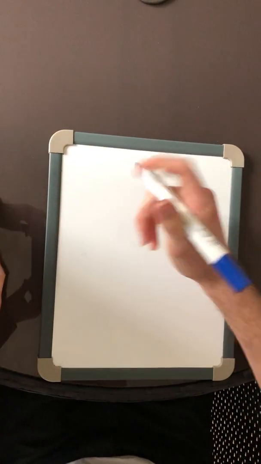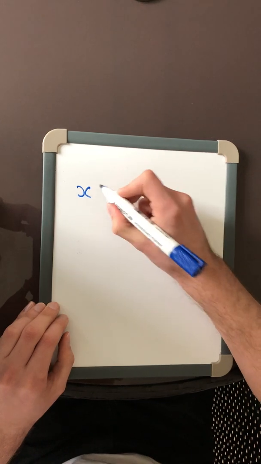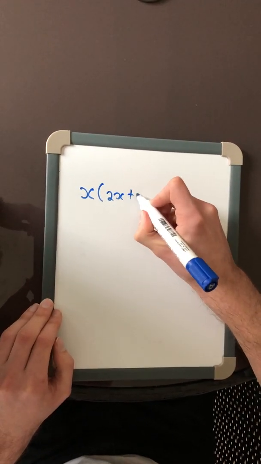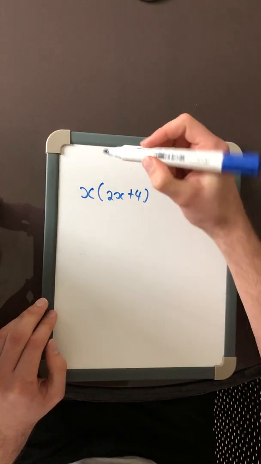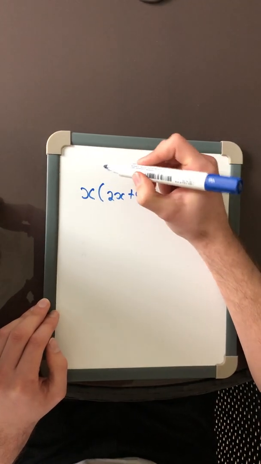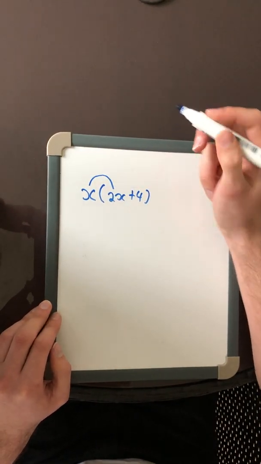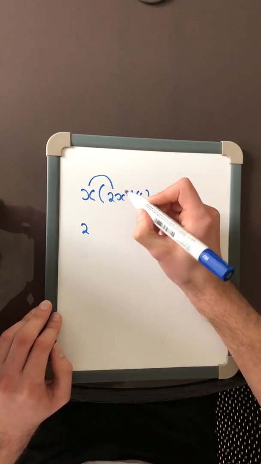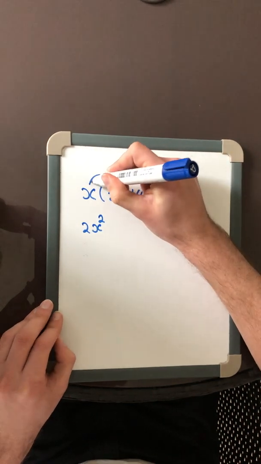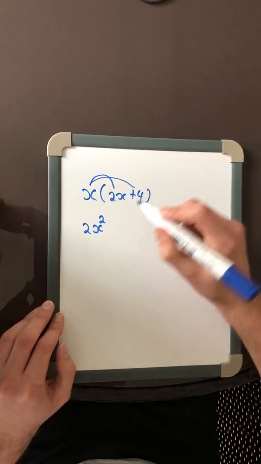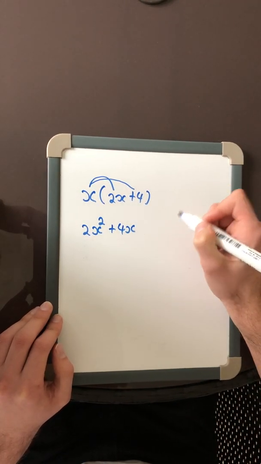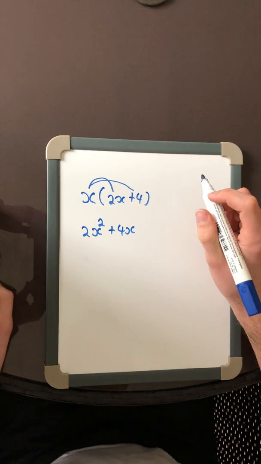If we now have for our next question x on the outside of our brackets and then 2x plus 4, we now want to multiply everything in the brackets by x. So I'll draw our lines again. X times 2x is going to be 2. X times x will then give us x squared. X times 4 will then be plus 4x. And again, that is our answer to this question.